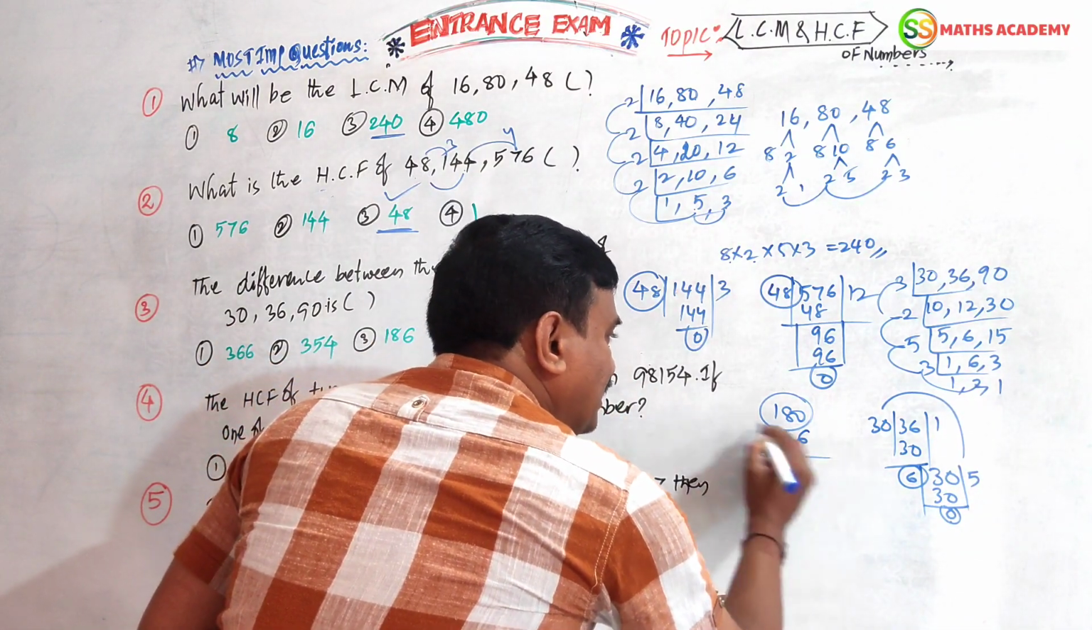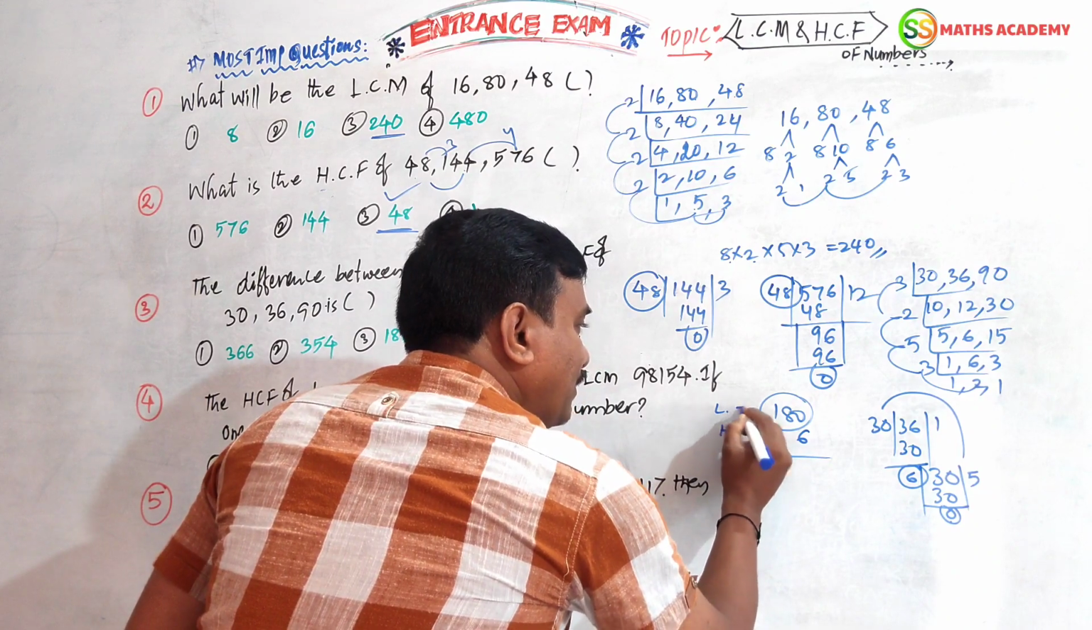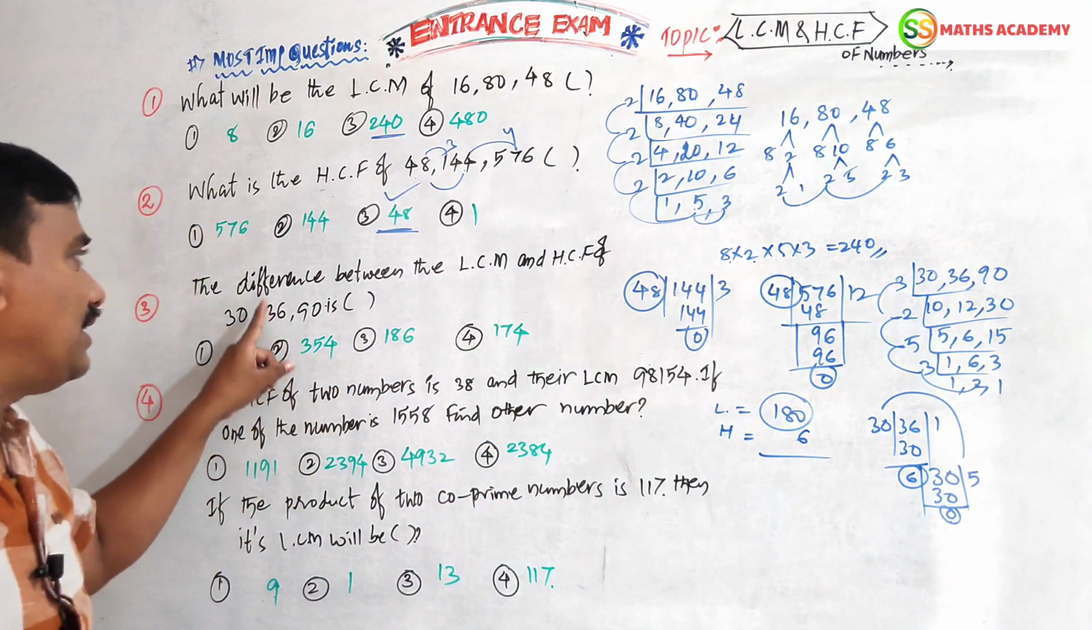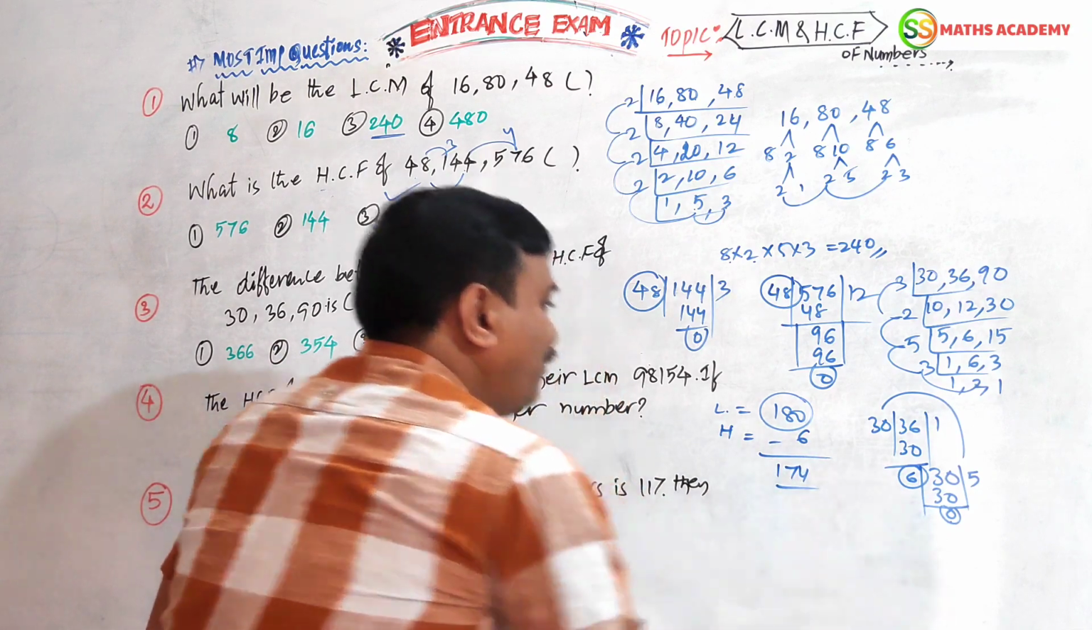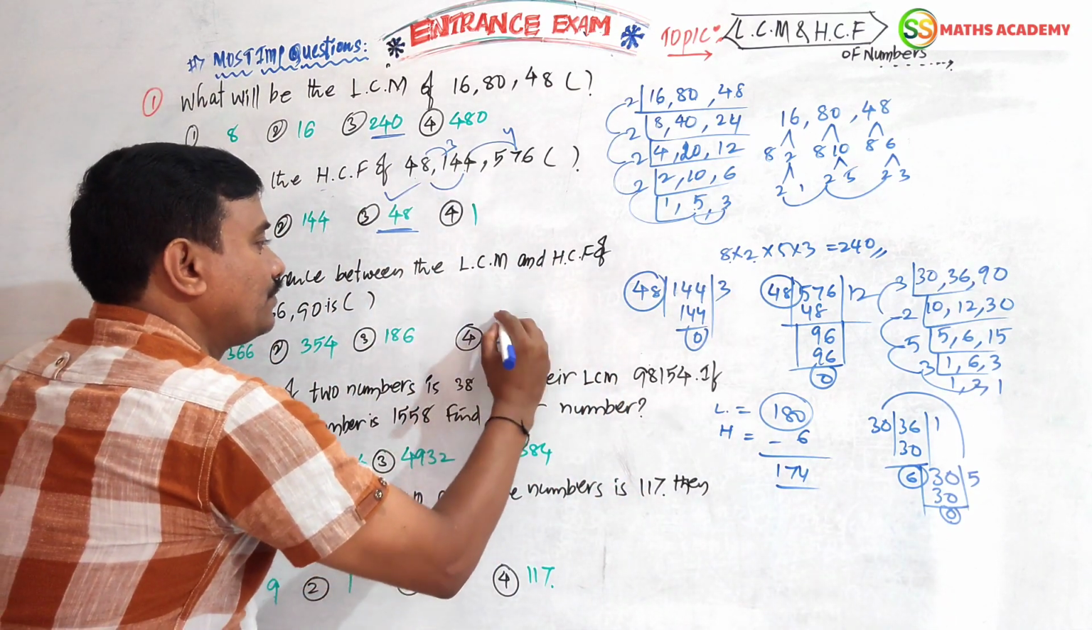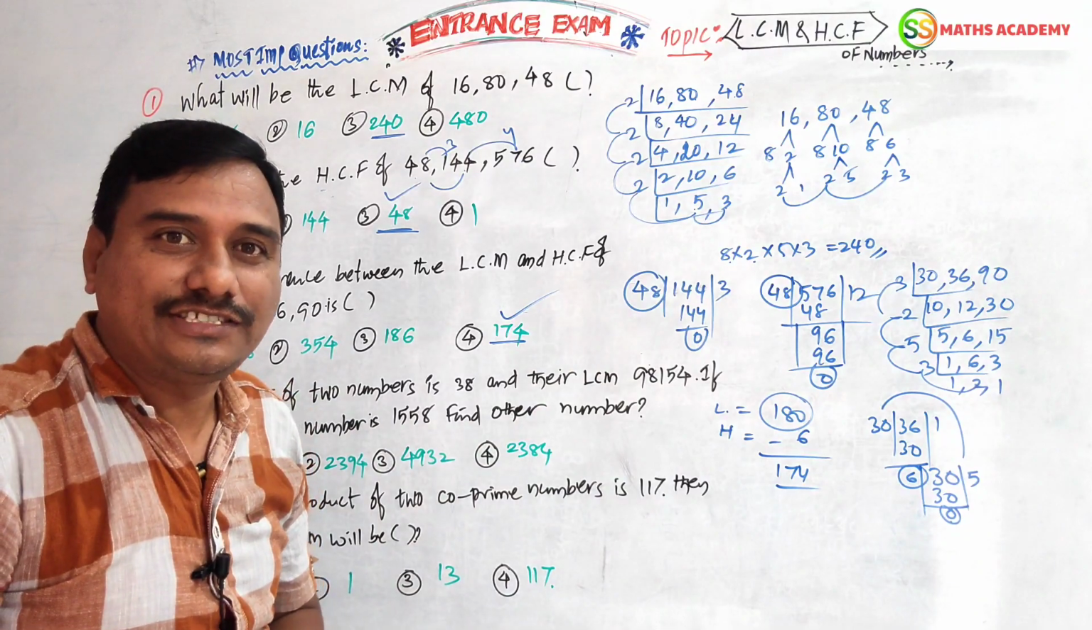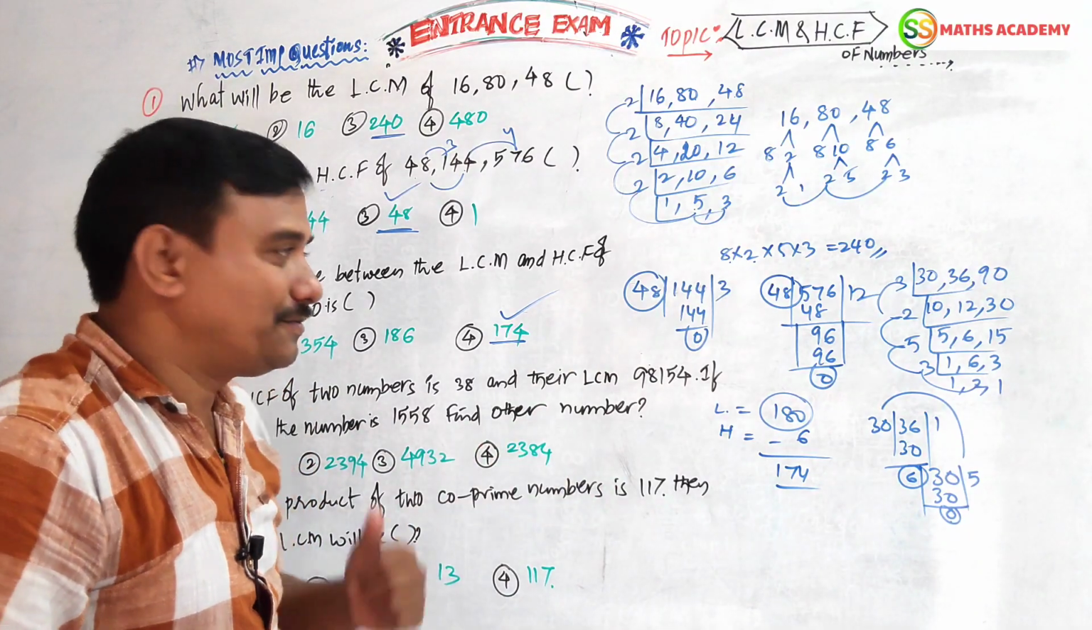So this is the LCM and this is the HCF. He is asking for the LCM and HCF difference. So 180 minus 6 is 174. This is your answer, dear friends. Okay, how easy it is, right?